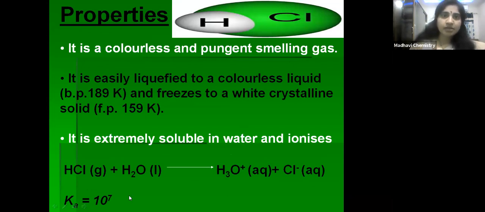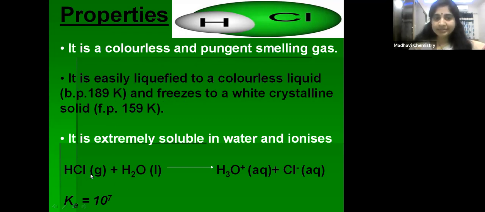Now let us see the properties of hydrogen chloride, children. It is a colorless and pungent smelling gas. It is easily liquefied to a colorless liquid, which has a boiling point of 189 Kelvin, and freezes to a white crystalline solid with a freezing point of 159 Kelvin. Hydrogen chloride is highly soluble in water, and it ionizes.